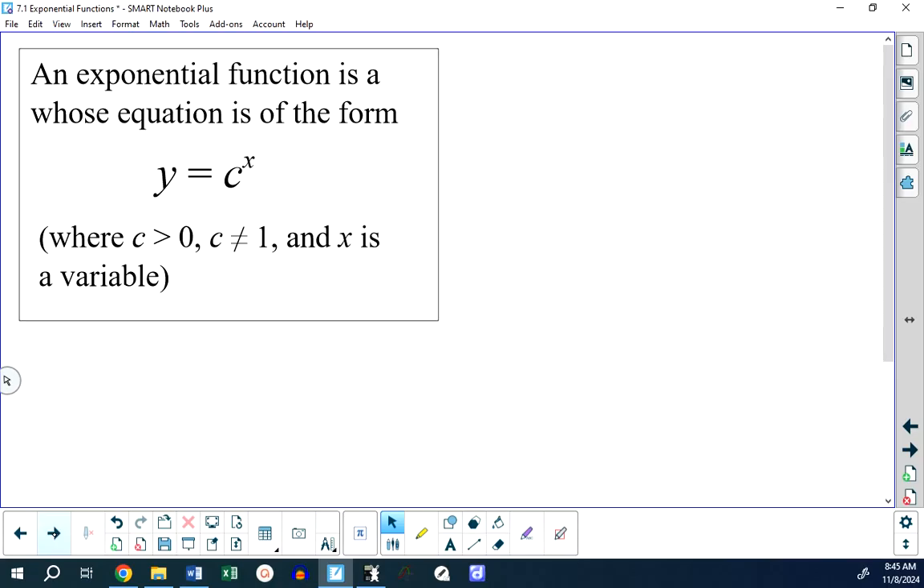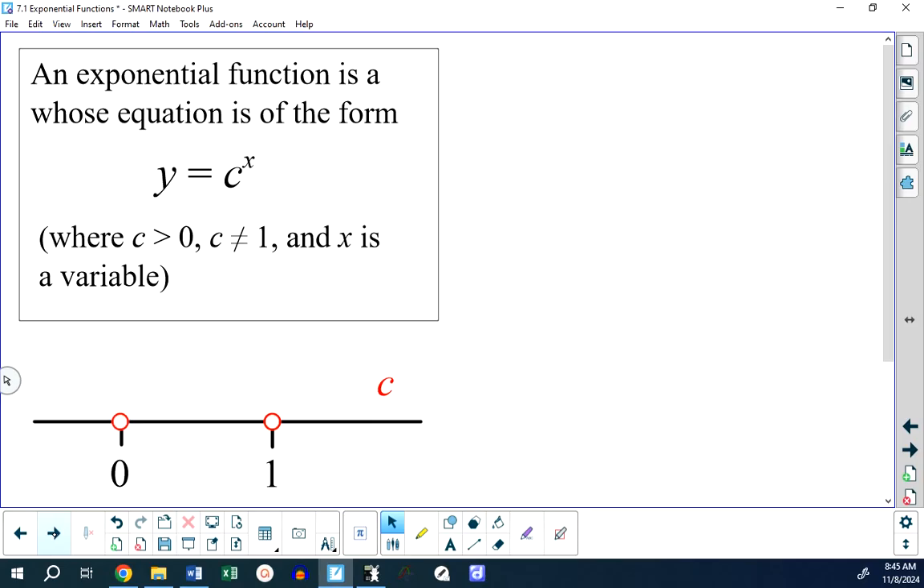So c must be a positive number, and c cannot be 1. The base cannot be 1, because if you had y equals 1 to the x, you just have y equals 1, and that's not an exponential function. Y equals 1 is a polynomial function of degree 0. It's a constant polynomial function.